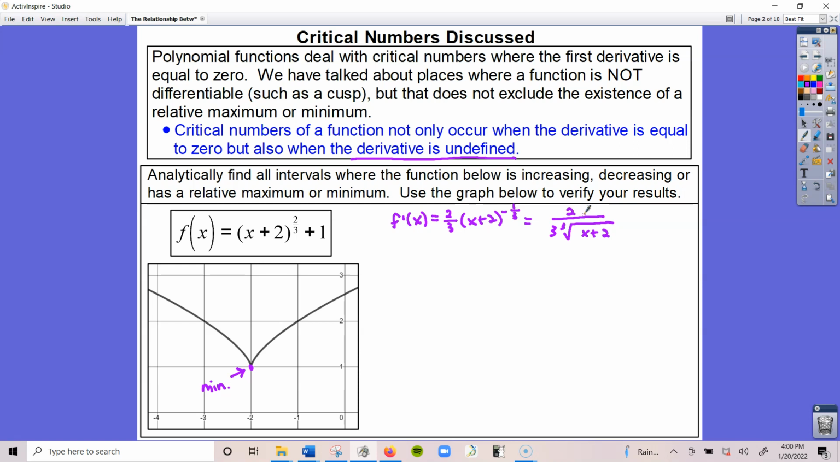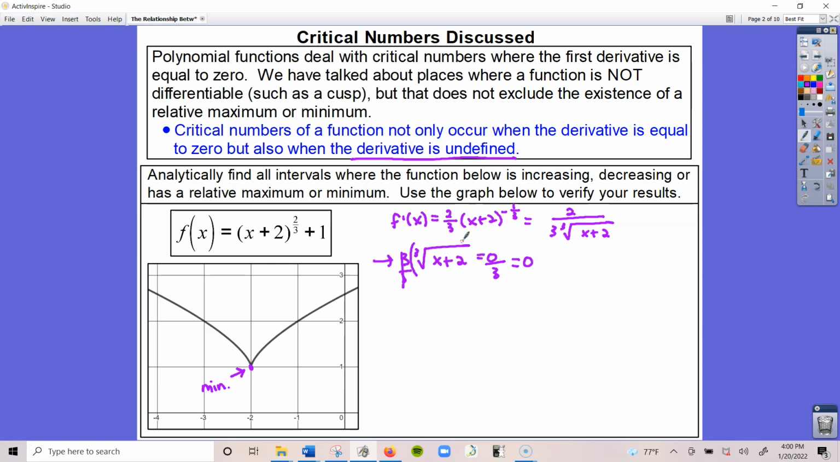But this numerator is never going to equal 0. So instead, I'm going to figure out when my derivative is undefined, meaning when the denominator is equal to 0. So I'm going to take that denominator, 3 times the cube root of x plus 2, and make this equal to 0. Even though this will make the derivative undefined, it is still considered a critical number. So we divide by the 3, which is still 0.